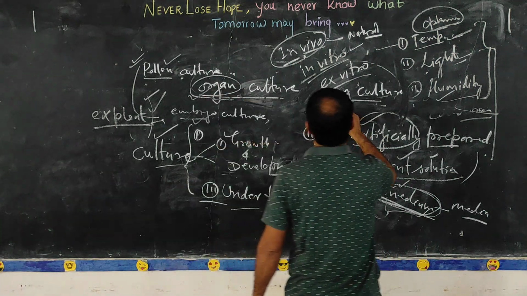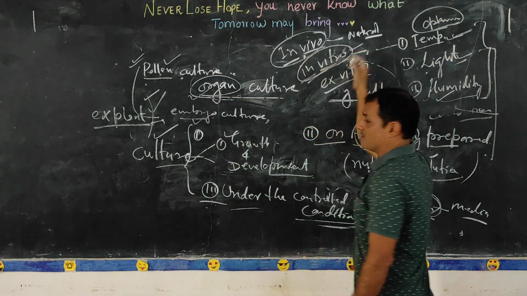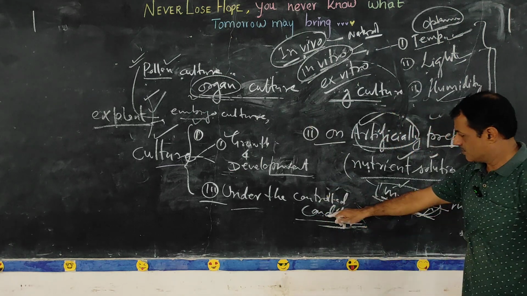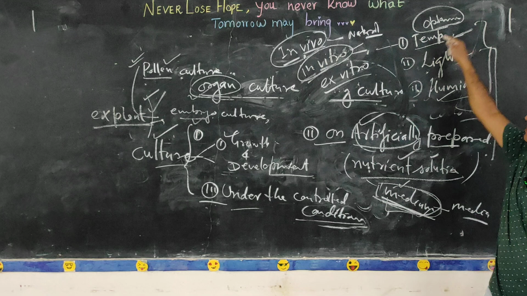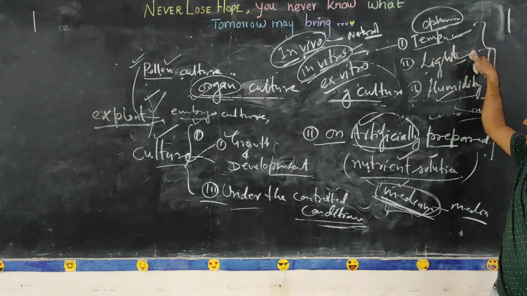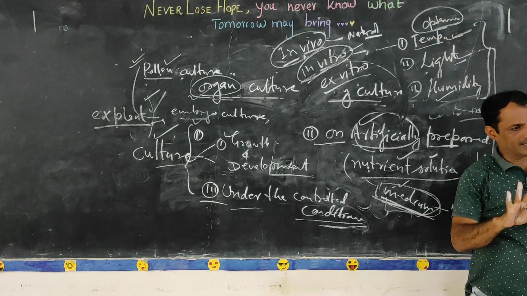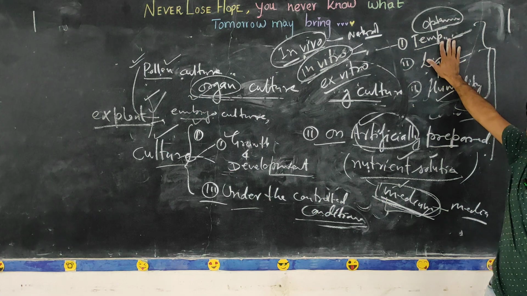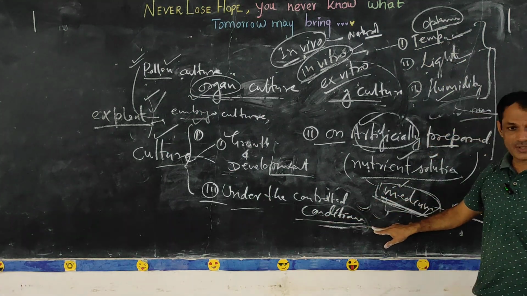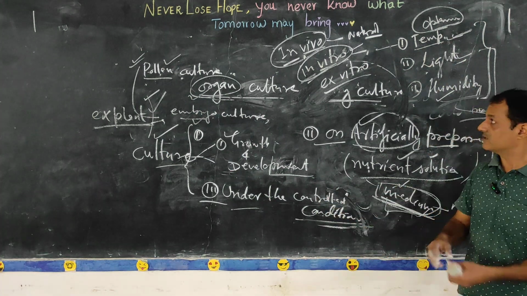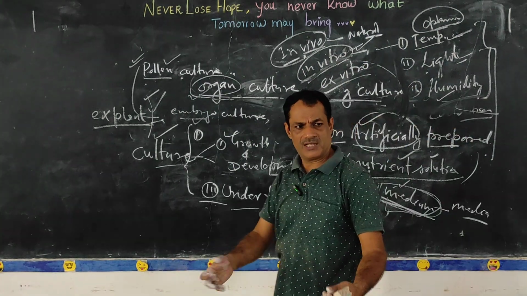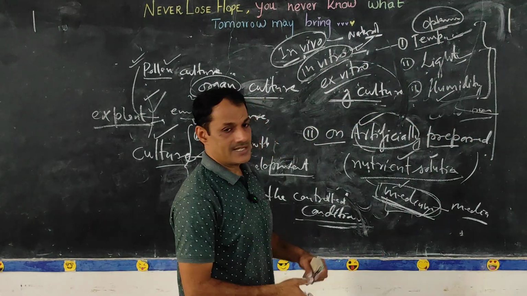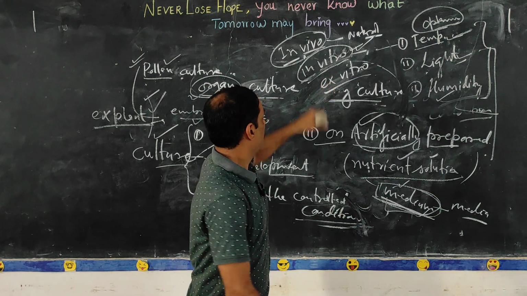In vitro means fully in our control, under the controlled conditions. What are these controlled conditions? Proper temperature, proper light, proper humidity. If we can control these three things, then it is called under the controlled conditions, the laboratory conditions, and that is also called in vitro conditions, because there we are controlling the temperature, humidity and light. What is ex vitro?